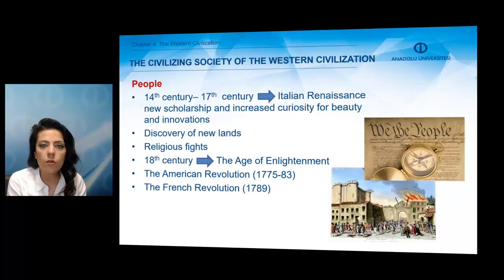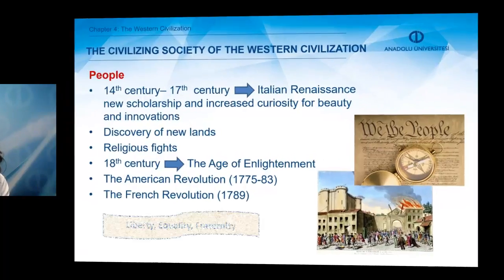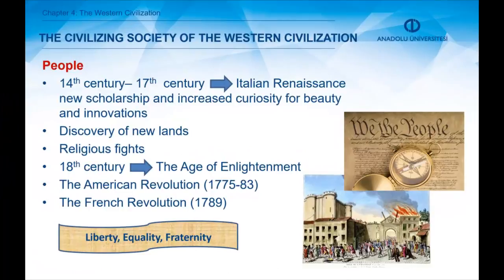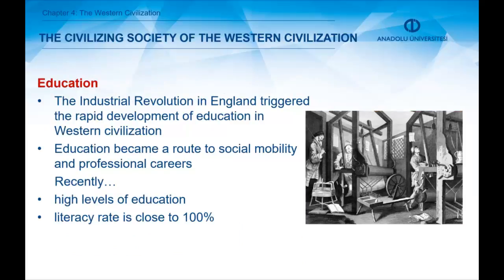And there are also other main events that contributed to the civilizing society, such as the American Revolution and the French Revolution. Because with the French Revolution, we had the spreading of the ideas of liberty, equality, and fraternity. So those three elements of the French Revolution caused many different events and contributed much to the development of Western civilization.